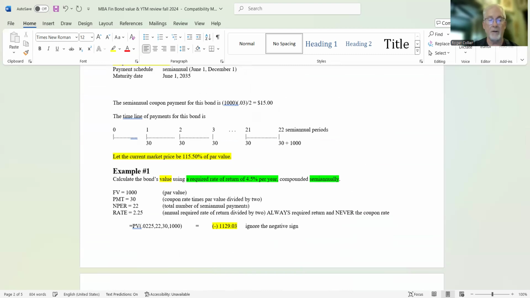This is an example of a bond selling at a premium. And premium simply means price is greater than 100% of par value. That's all that means when the bond is selling at a premium. Doesn't mean it's a good deal. It doesn't mean it's a bad bond. It doesn't mean anything more than the price is higher than par value. The price is more than 100%.